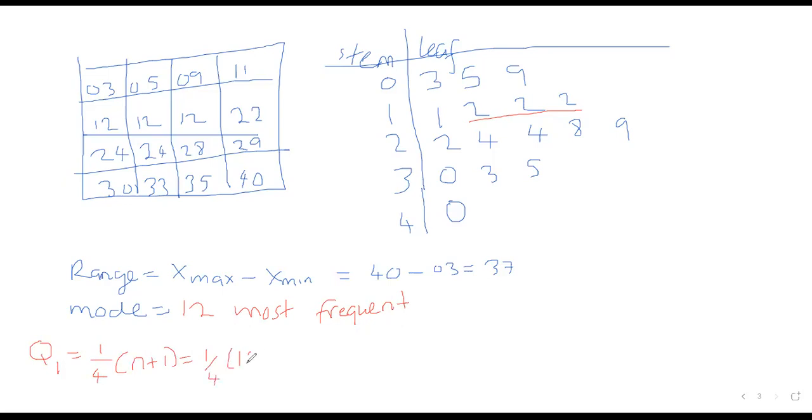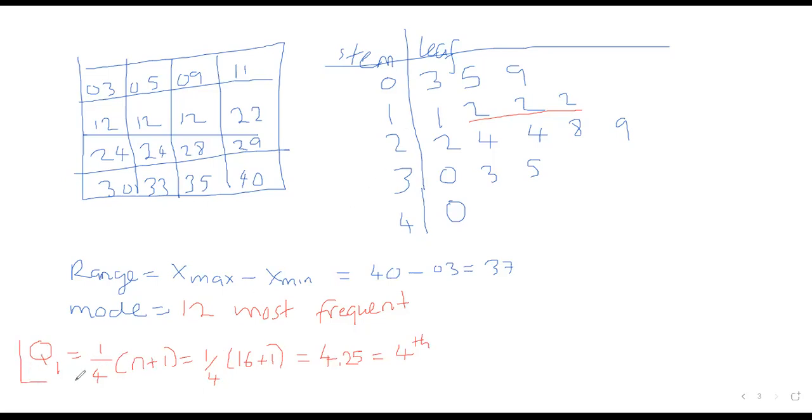So here we have what? 16. 16 plus 1 is 17. What is a quarter of 17? 4.25. So we round off to the nearest whole number. What is 4.25? The fourth number. So let's count from here the fourth number. So let's go through again.